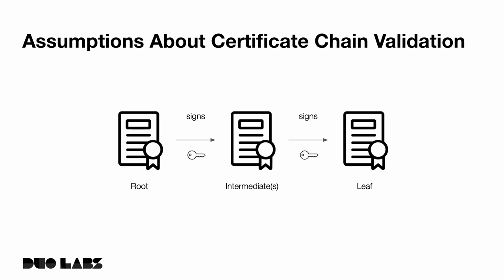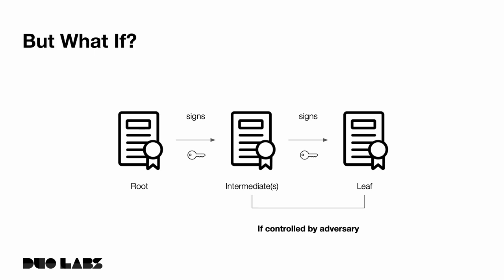The assumptions you might have about certificate chain validation are that it works like this. You have a root, an intermediate, and a leaf. And ideally, if the intermediate and the leaf are controlled by an adversary, you should still be OK. Right? An adversary should not be able to construct a certificate chain that chains up to one of your globally trusted roots.